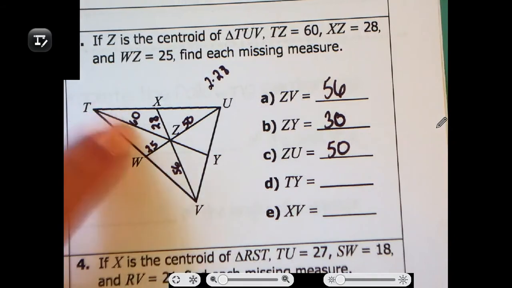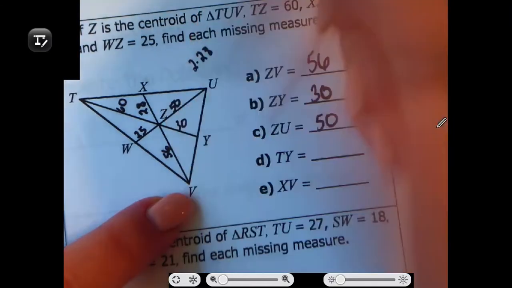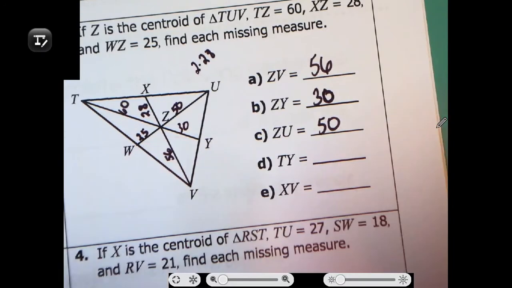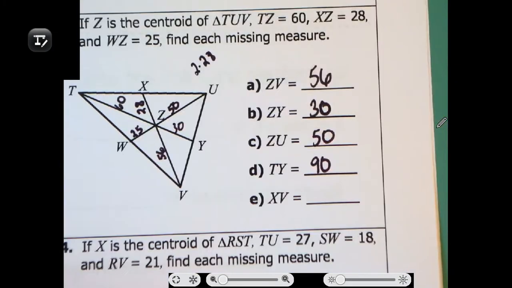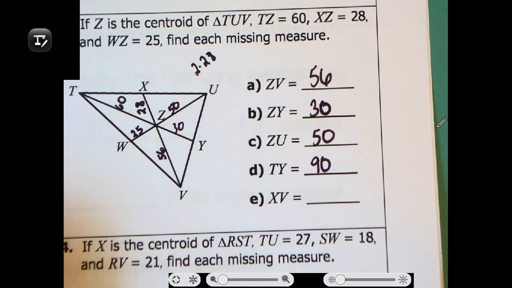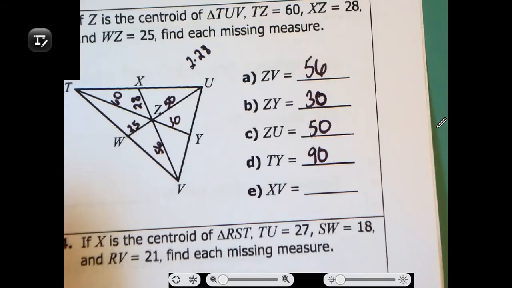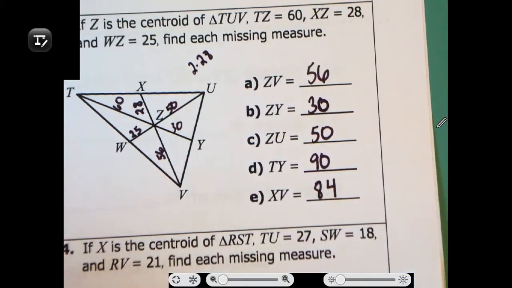But so if this is 60, well, oh, we had already figured that out. I just didn't label it. Sorry. So 60 and 30 would give you 90 for that whole thing. And then XV, so this whole thing, if we just add 28 and 56, we get 84.